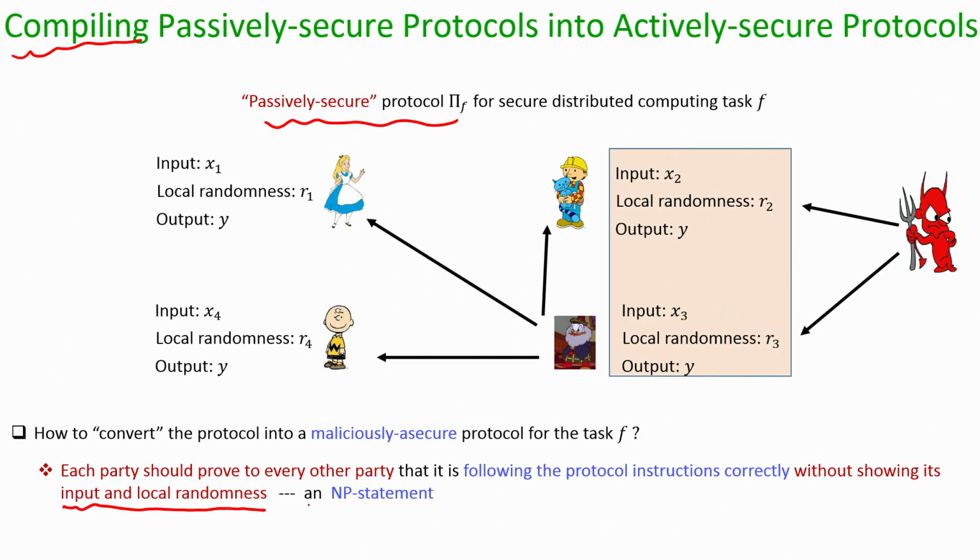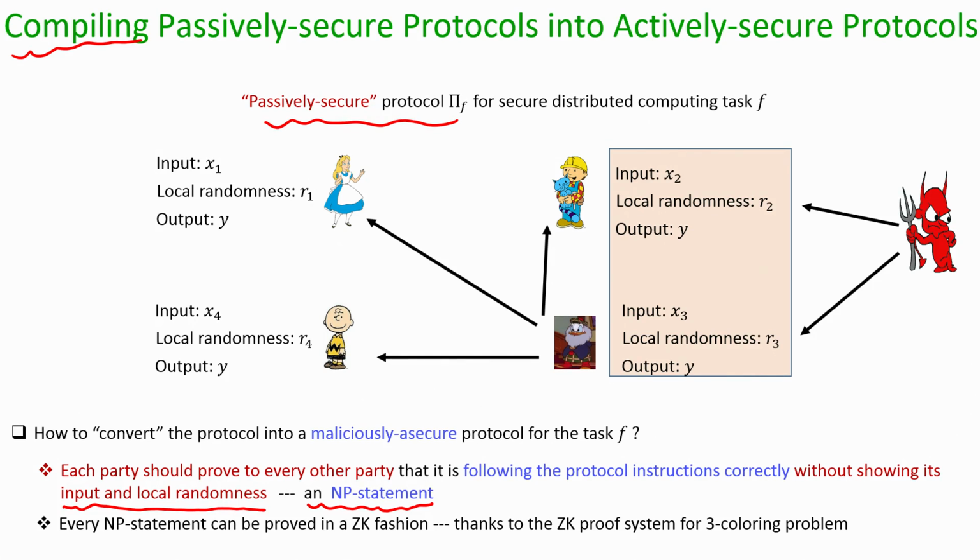So, it turns out that the statement which every party wants to prove to every other party, namely I am following the protocol instruction, is nothing but an instance of an NP statement. The problem instance is the set of messages that I have sent, and I want to prove to you that corresponding to these messages I have some randomness and some input, such that these messages are indeed computed consistently as per those input and randomness as per the protocol instruction pi sub f. So, what each party now has to do to convince the other party that it is indeed following the protocol instruction is to prove an NP statement.